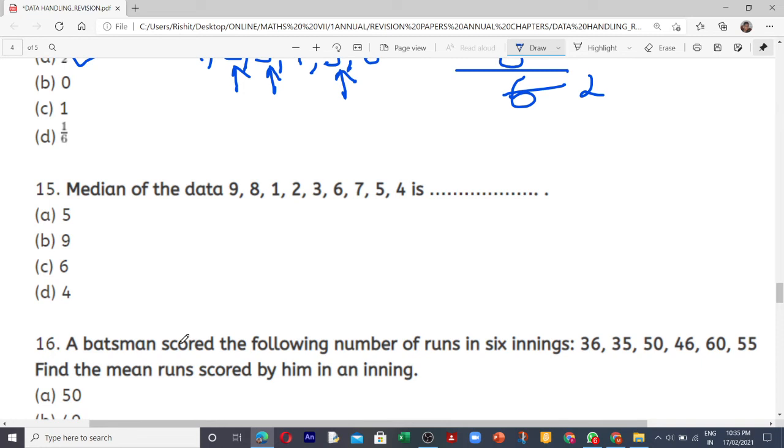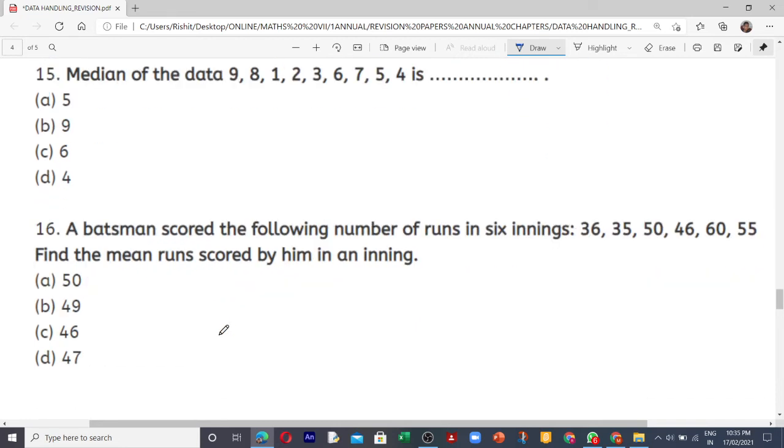I am waiting, children, for your answer. Median of the data. Check whether there is an even number of observations or an odd number of observations, and then you will use that formula. Now see the next one.